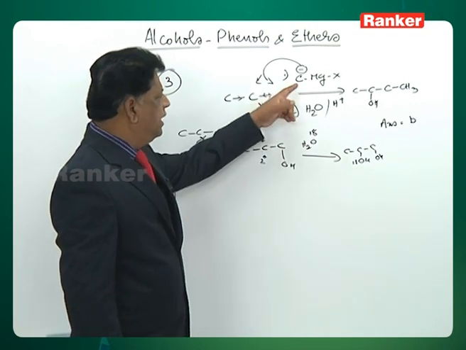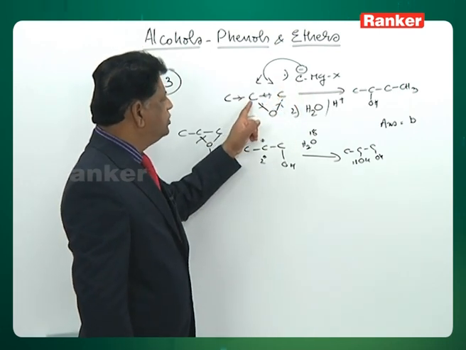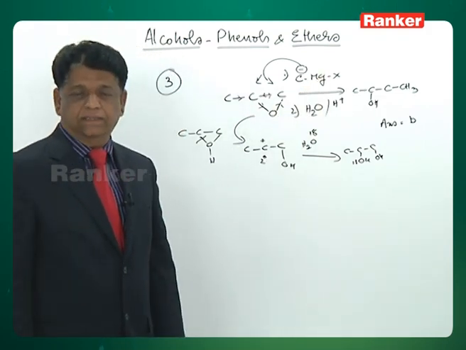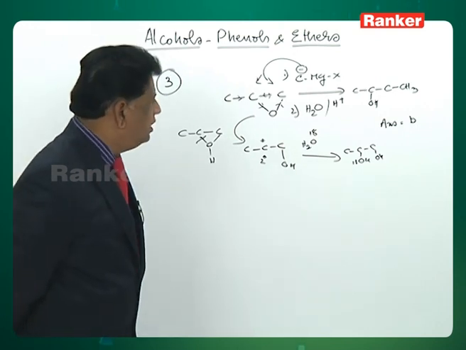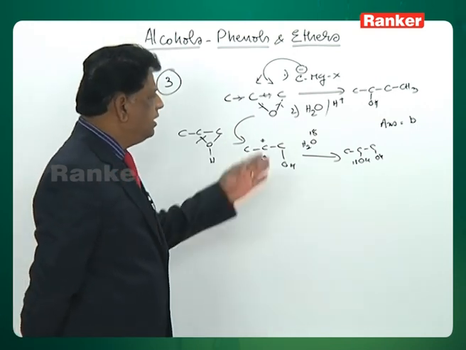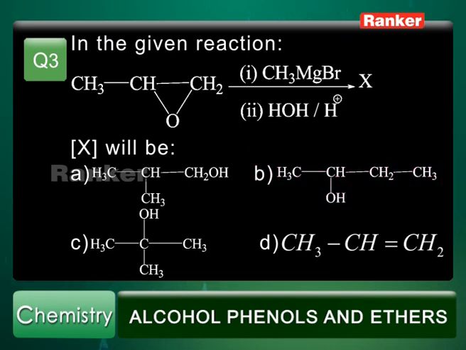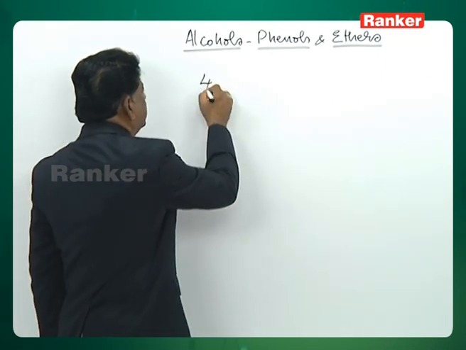It's a similar type: the methyl prefers to add here because this is the electron rich one and this is electron less. So the minus goes to where it is electron less, so the methyl will occupy the terminal carbon. Here also there is a good discrimination, but the answer is B, that is 2-butanol. So let's go for the fourth question.